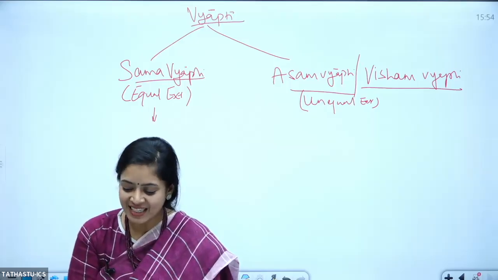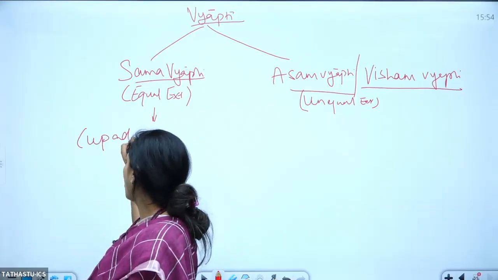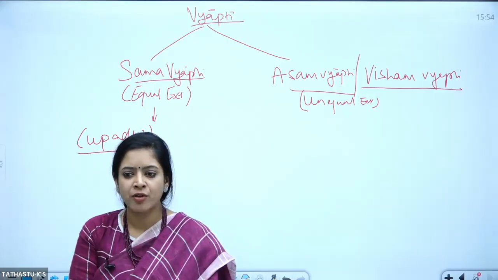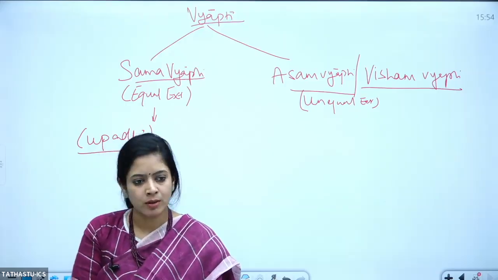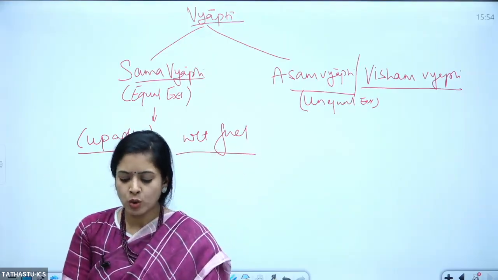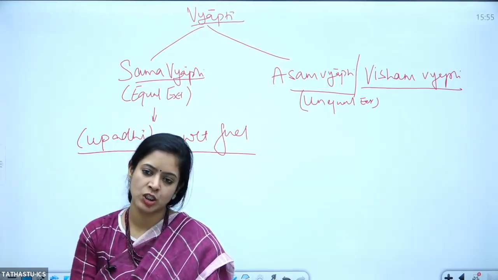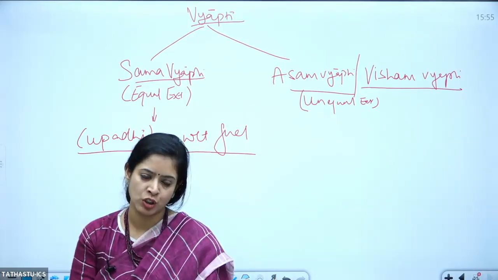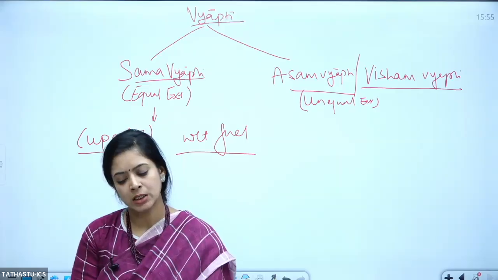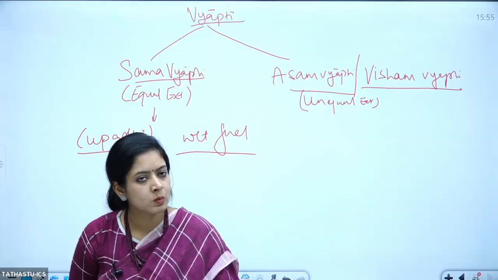Don't worry. As it is dependent on a condition, condition in Hindi is known as upadhi. In bracket you write upadhi. As it is dependent on a condition, that is wet fuel. Note: vyapti can only be formed if the relation between hetu and sadhya is unconditional. No problem?